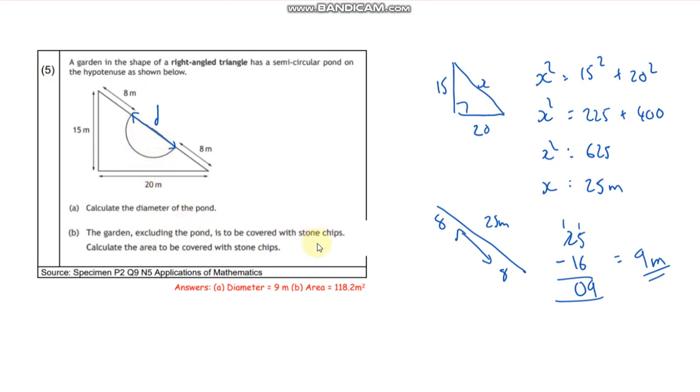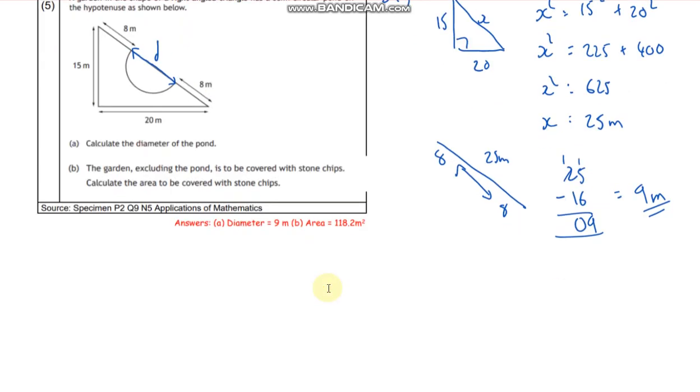And the second bit, the garden excluding the pond is to be covered with chips. Calculate the area. So this is now not really a Pythagoras question, it's an area question, but let's do it anyway. So what we're looking to do is the area of the triangle, take away the area of the circle. So triangle, take away circle. So it's a half times the base times the height. So a half times 20 times 15.